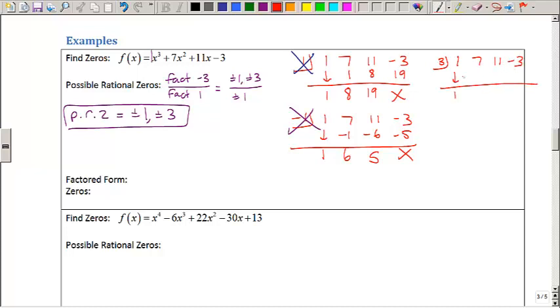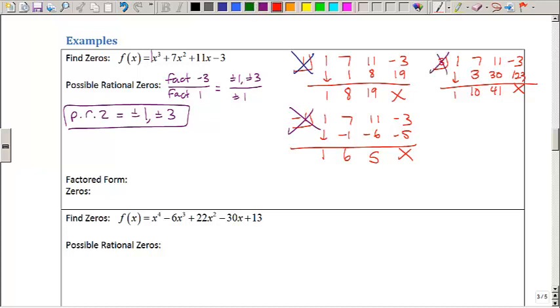Notice I'm not getting them right every single time. You just keep trying until you find that 0. 3 times 1 is 3, add down 10. 3 times 10 is 30, add down 41. This is not looking good for us. Yeah, that's not going to work. Alright, so 3 doesn't work.